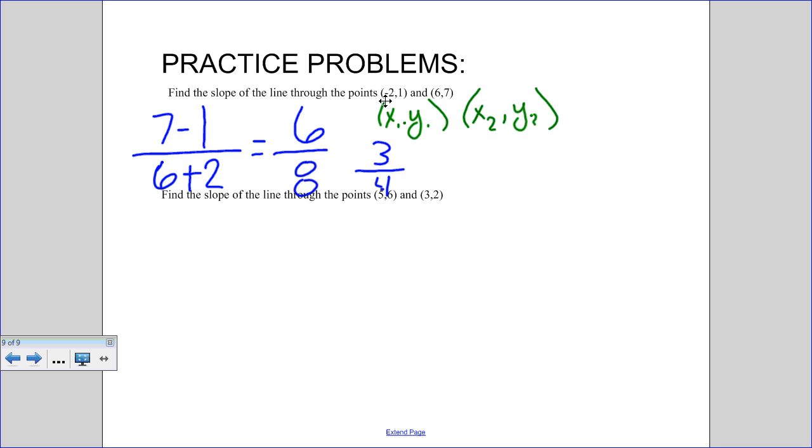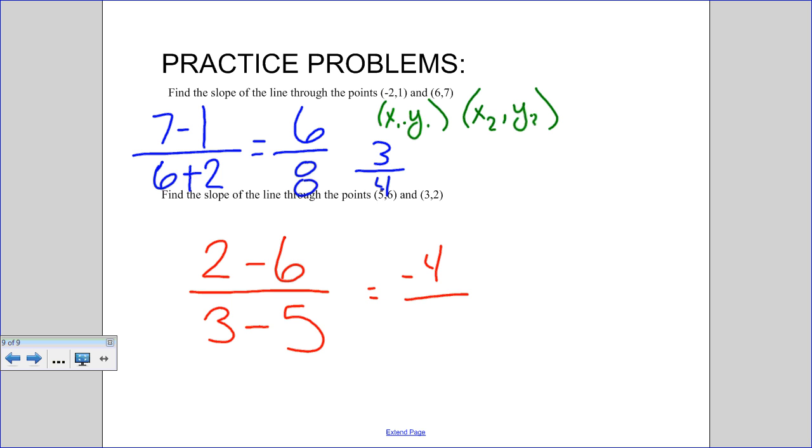Let's try our second problem. This says to find the slope of the line through the points 5, 6, and 3, 2. For this one, we'll use our equation again. We say y2 is 2 minus y1, which is 6, over our change in our x values, which is 3 minus 5. If we do this, 2 minus 6 equals -4 over 3 minus 5, which equals -2.